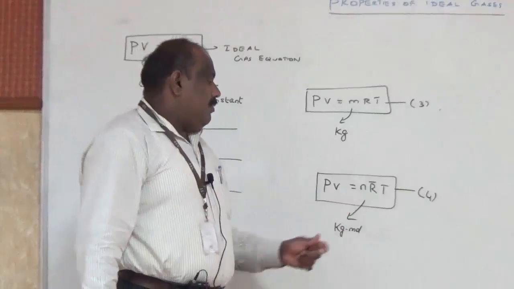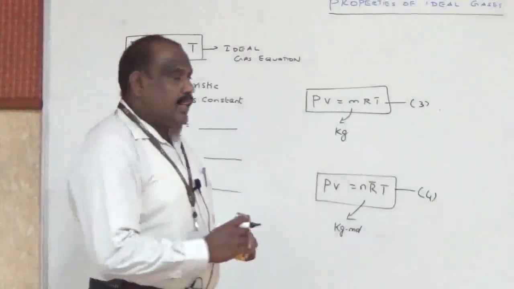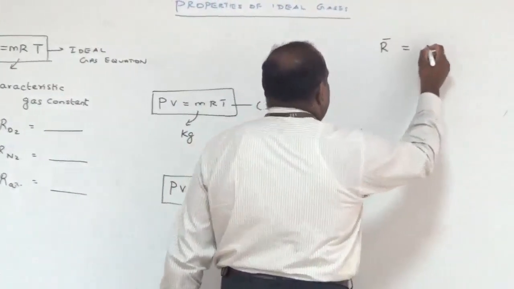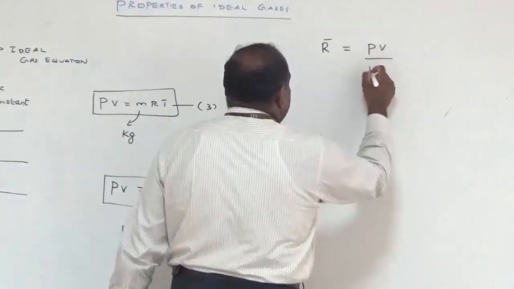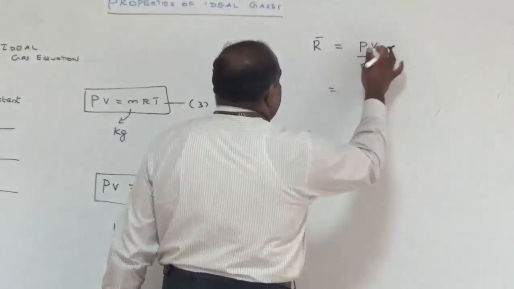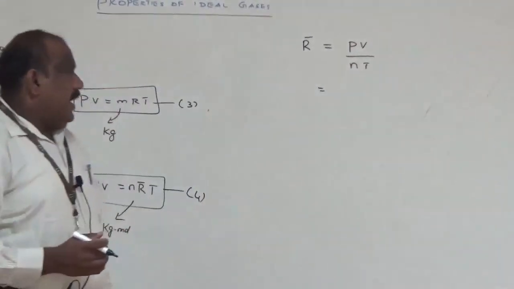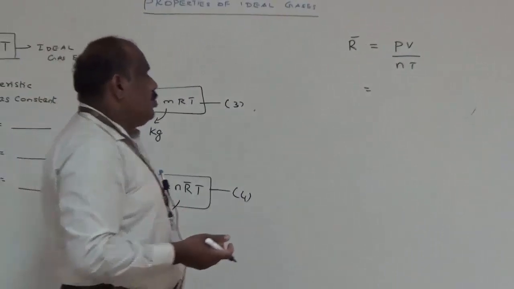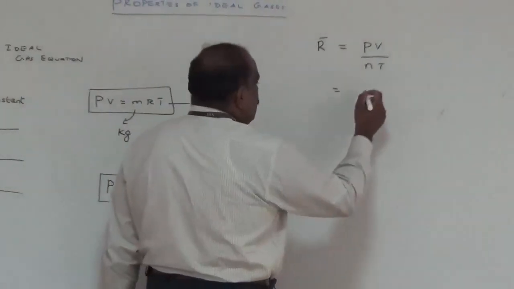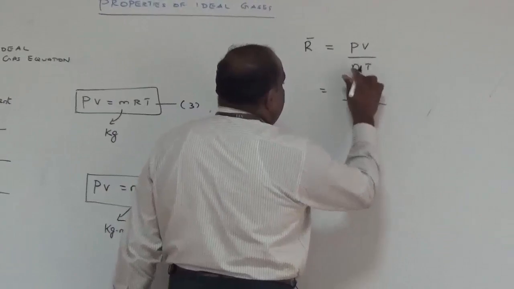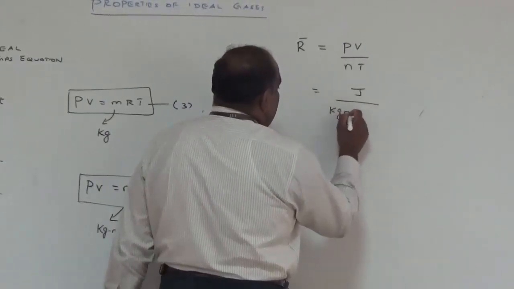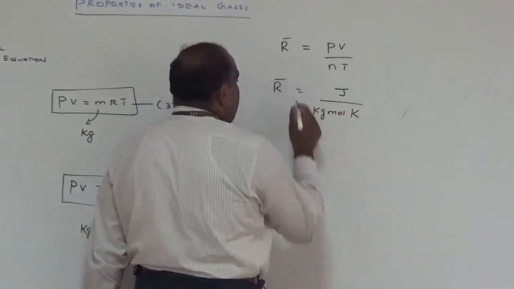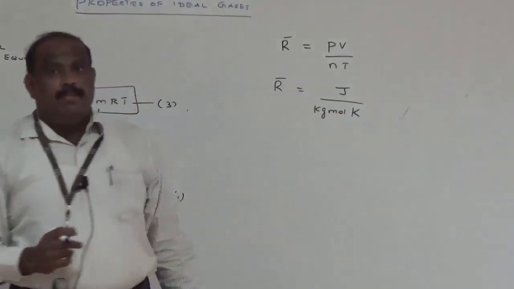Now let us derive the unit of R bar, which is nothing but the universal gas constant. From this equation 4, R bar will be equal to PV by NT. So P into V is nothing but energy, and the unit of energy is joules. The unit of N is kilogram mole, and that of temperature is Kelvin. So the unit of R bar is joule per kilogram mole Kelvin.